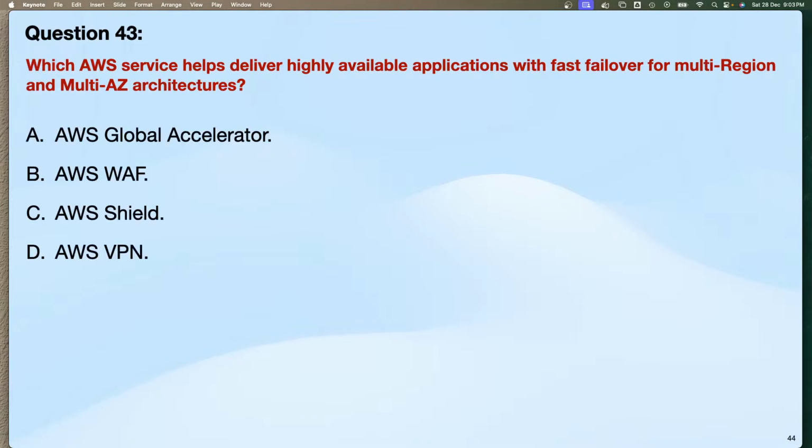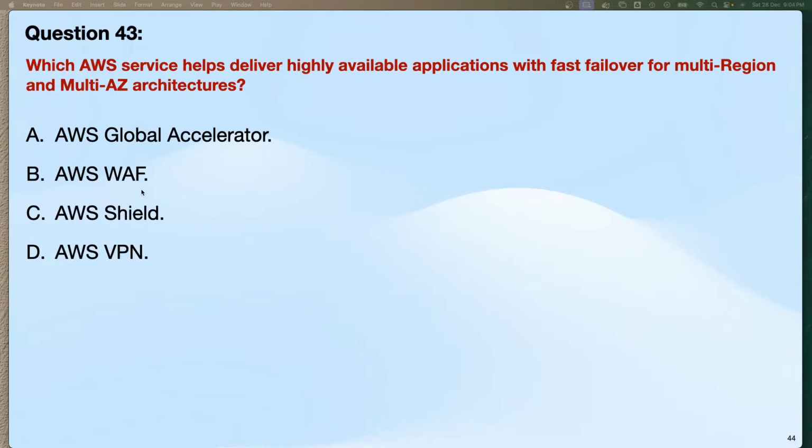If I go to 43, this is also one of the important services. A question might come, so just remember the answer here. Which AWS service will help deliver highly available applications with fast failover from multi-region, multi-AZ architectures? If you want workloads in multiple regions and a very fast failover, what service will give you that capability? So, AWS Global Accelerator, AWS WAF options.